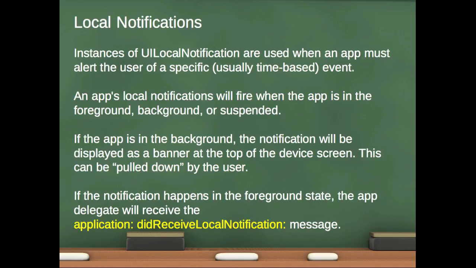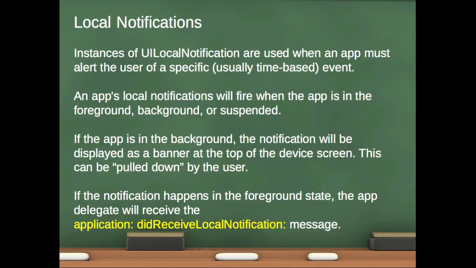An app's local notifications will fire when the app is in the foreground, the background, or the suspended state. When they fire in the foreground, something a little bit different happens, but when they fire in the background, we'll get a notification center notification, and then the user has the option to tap on the notification or to tap on the app's icon to bring it back up. If the app is in the background or suspended, the notification will be displayed as a banner at the top of the device screen in iOS 7.